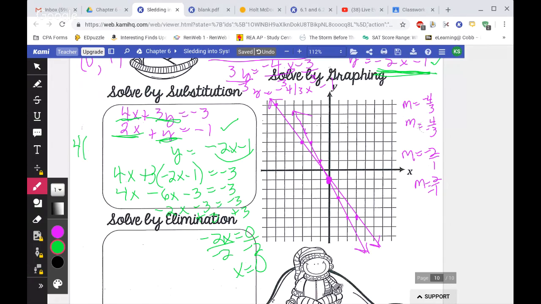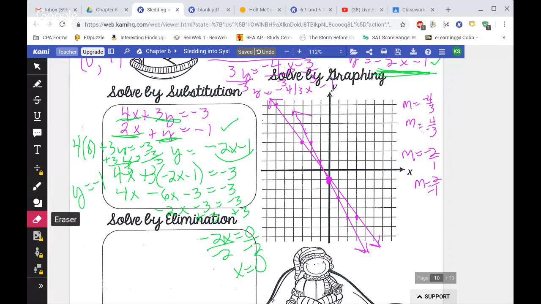4 times 0 plus 3y equals negative 3. So 3y equals negative 3. Divide both sides by 3, and y equals negative 1. So I did, in fact, get 0, negative 1.